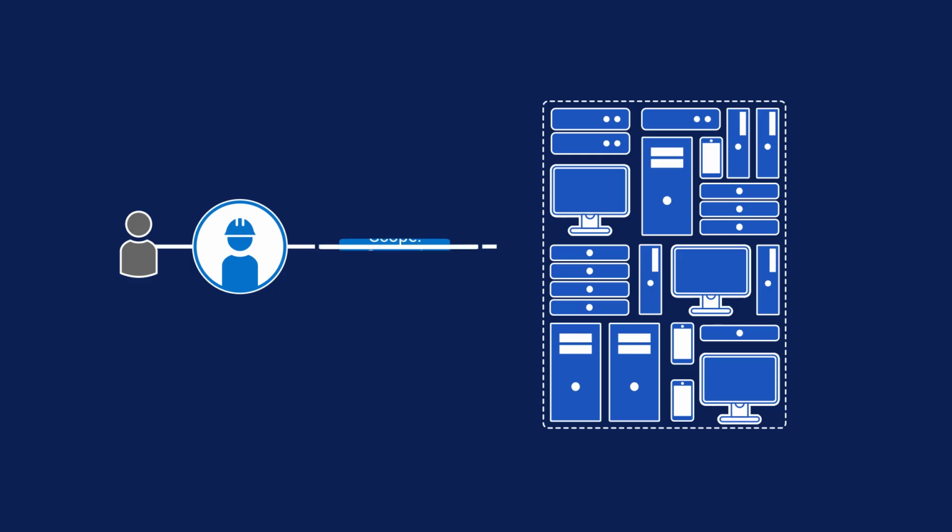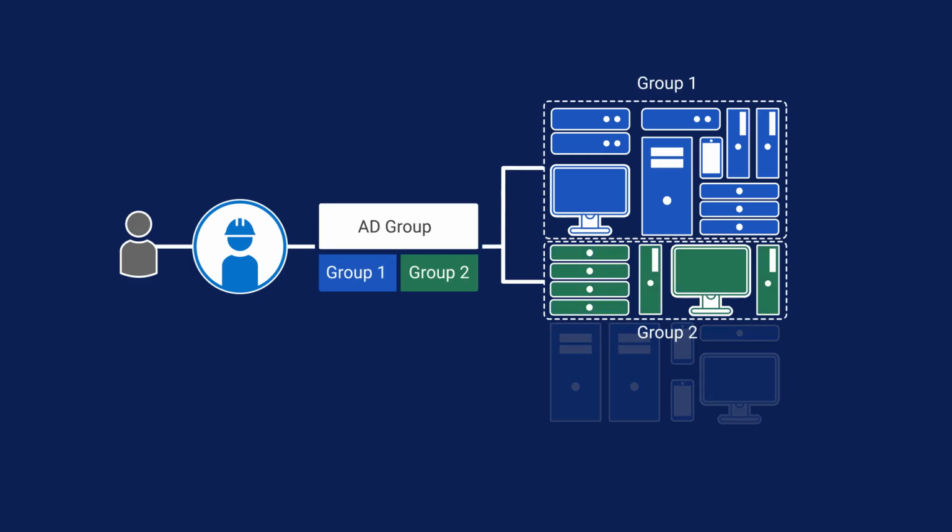Let's look at some important rules for AD and LDAP users. If a user belongs to multiple Active Directory groups, their effective scope is the union of all scopes from those groups. For example, a user is assigned in 2 AD groups, Group 1 and Group 2. Each group has a different scope. So, DM1's scope becomes the combined set of both device groups.